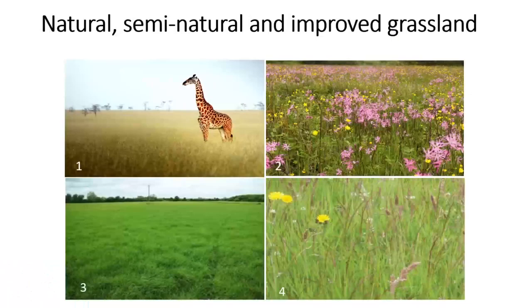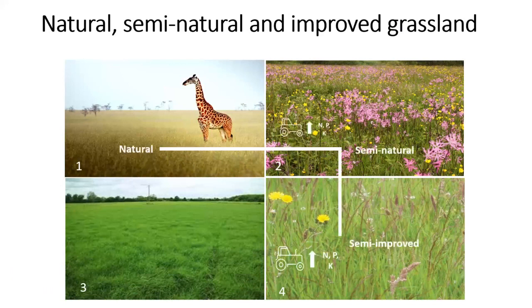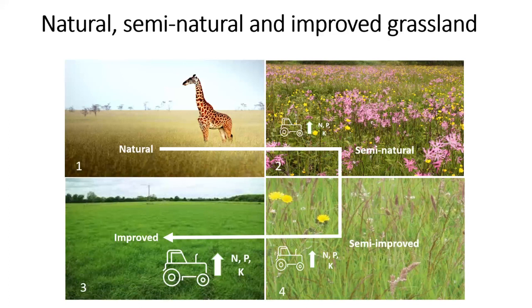And in this series of photographs, I want to take you through characteristics of natural, semi-natural, semi-improved and improved. There are very few places in the world which have natural grasslands. Natural grassland means grassland that isn't going to move to being scrub or woodland if you left it to its own devices. So you can see there from the giraffe, this isn't in Ireland, this is more in Africa. And then the other three pictures relate to Ireland.